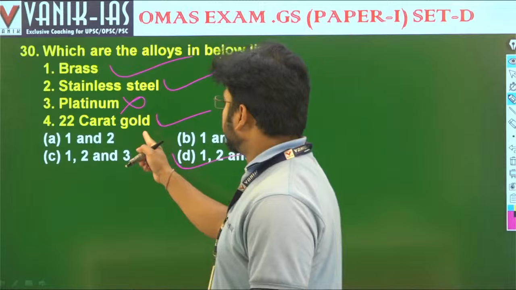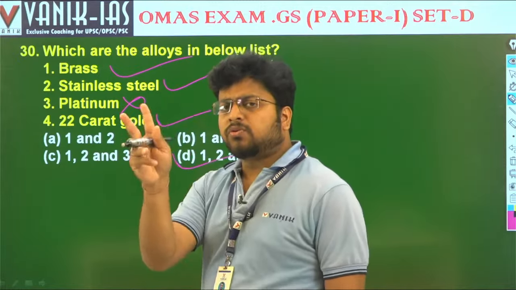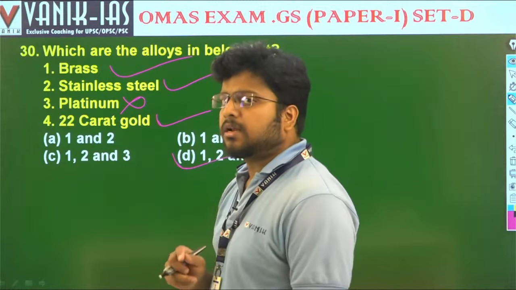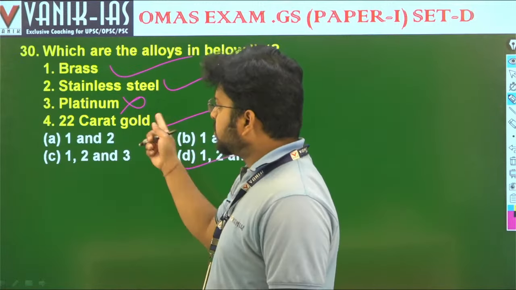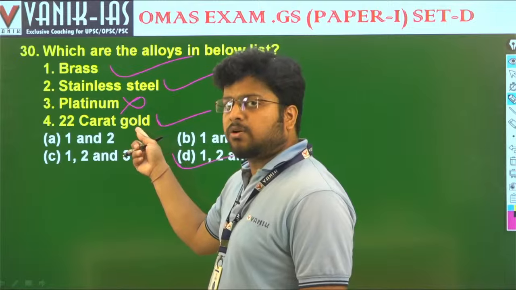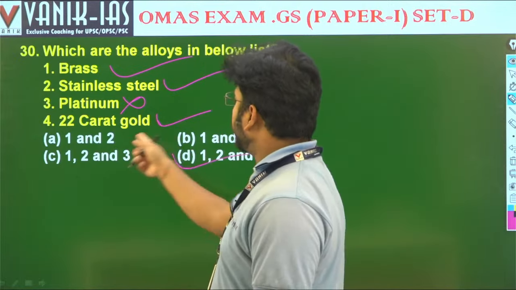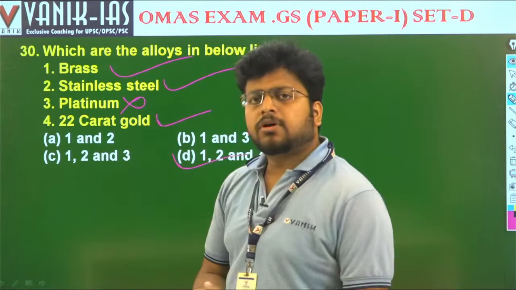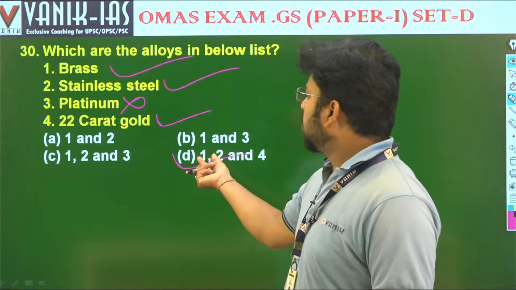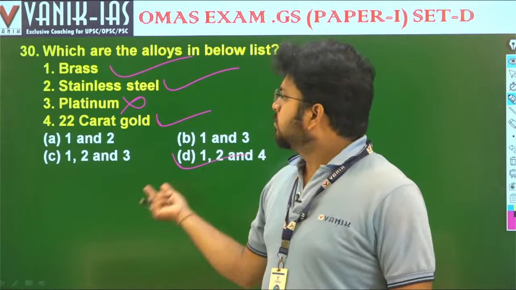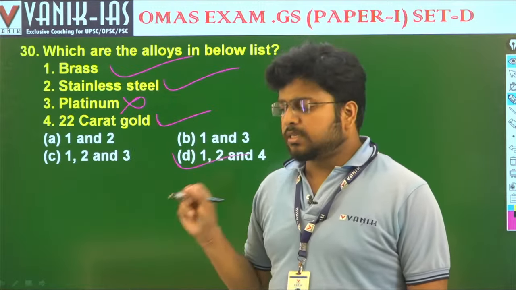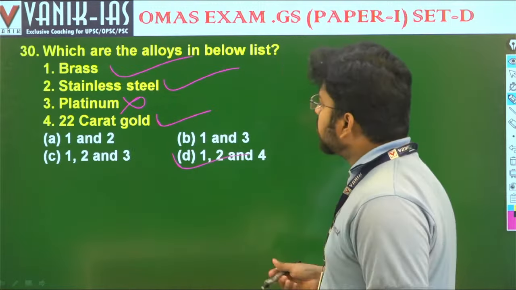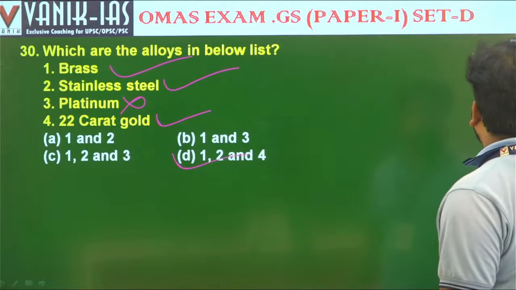Even if you just know that two types of gold are there, 22 and 24 karat, and the purest is 24, that means 4 is in the option, it's an alloy. And any option where 4 is not there is wrong. So we have only one option where 4 is there, and that is D. In such a question, always find what is easy, what is right or what is wrong. Then you can eliminate very easily.